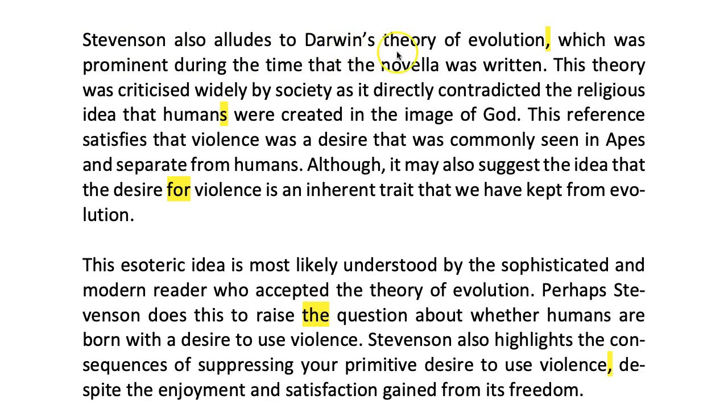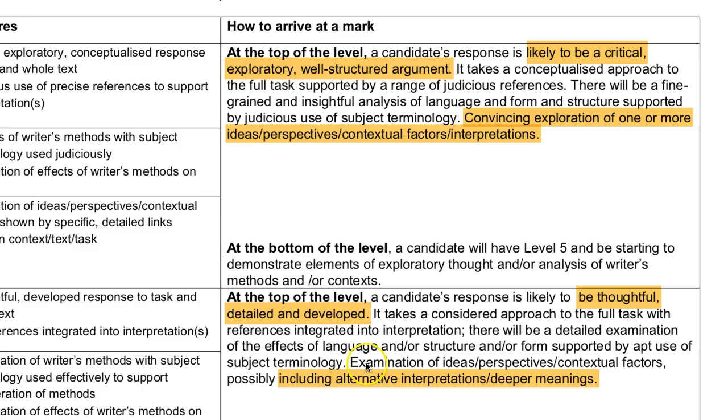Stevenson also alludes to Darwin's theory of evolution, which was prominent during the time that the novella was written. This theory was criticised widely by society as it directly contradicted the religious idea that humans were created in the image of God. This reference satisfies that violence was a desire that was commonly seen in apes and separate from humans, although it may also suggest that the idea that desire for violence is an inherent trait that we have kept from evolution.